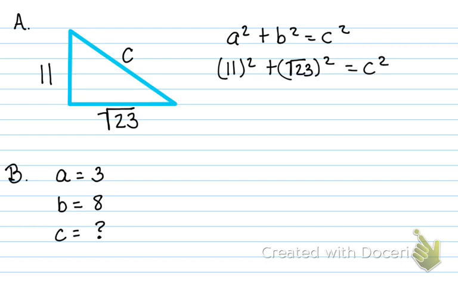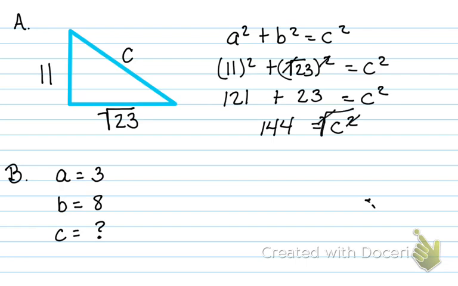Well, 11 squared is 121. Anytime I take the square root of something and square it, it undoes the square root, so it's actually just 23 is equal to C squared. 121 plus 23 is 144. So I know that C squared is 144, so basically we take the square root of both sides to get just what C is. I know that C is equal to 12. So then I know that my hypotenuse is 12 units, whatever the units are, inches, centimeters, whatever it may be.